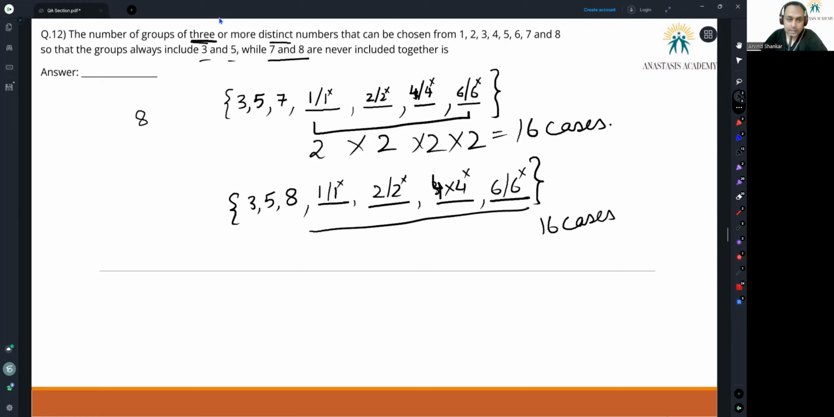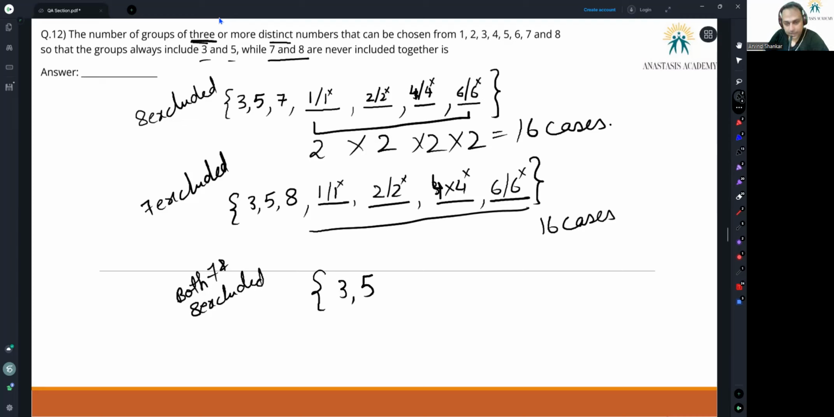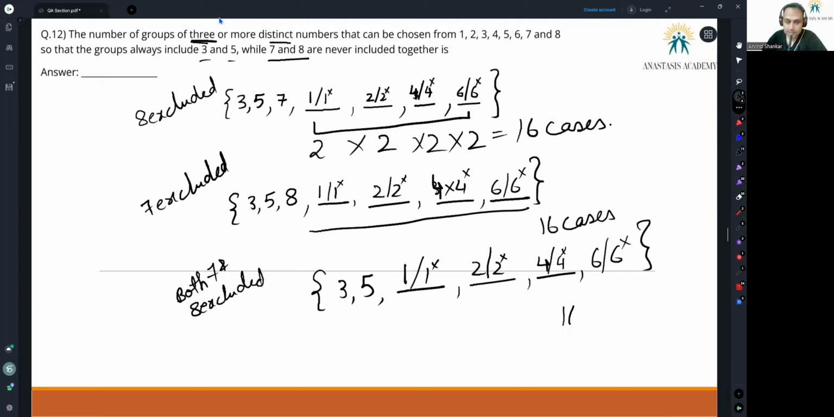This is when 8 is excluded. This is when 7 is excluded. The last case is both 7 and 8 excluded. In that case, what we would have is 3 and 5, 1 yeah no 1, 2 yeah no 2, 4 yeah no 4, and 6 yeah no 6. So we get another 16 cases here.